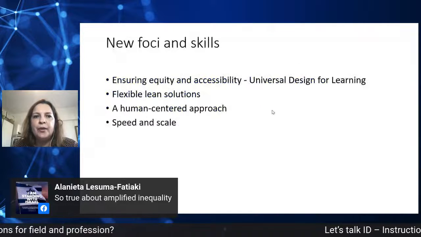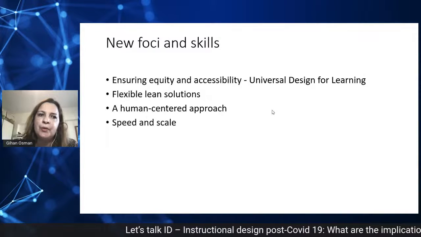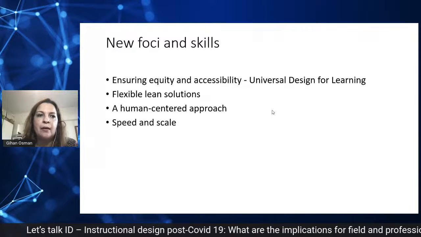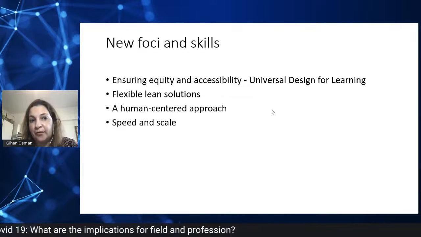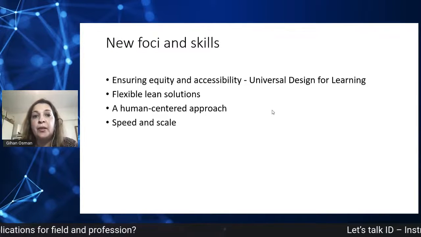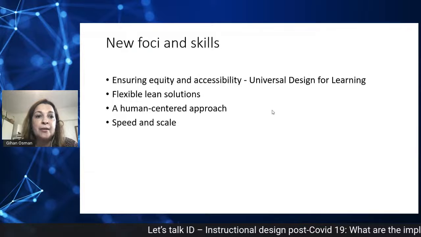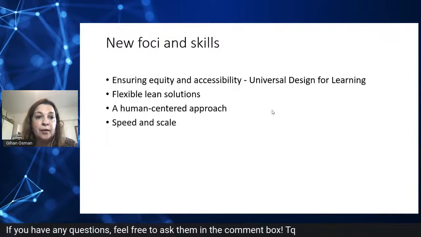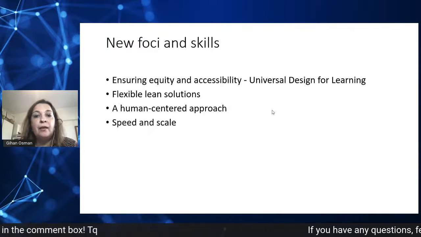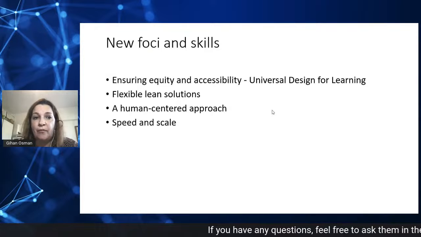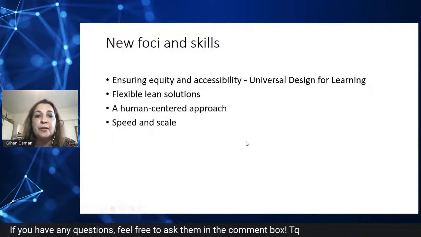And I'm wondering whether some of the things we really need to put equity and accessibility at the top of our list of criteria when we think of solutions. Something we need to embrace more is the framework of universal design for learning, which ensures accessibility for everyone. We also need to think of flexible and lean solutions that fit the context of situations like the pandemic, and a more human centered approach.